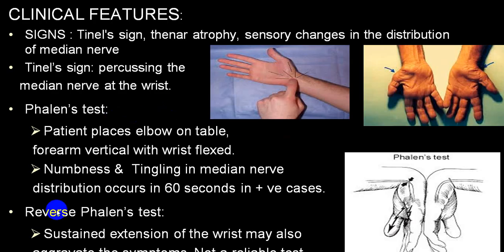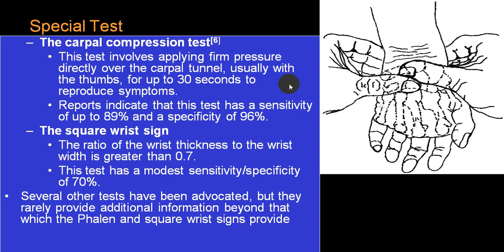Phalen test we have already discussed. There is something called the reverse Phalen test, where you sustain the extension of the wrist, which may also aggravate the symptoms. It is ideally not a reliable test, and not commonly done. The most common are Tinel and Phalen tests. There is the carpal compression test, where you compress the carpal tunnel with the two thumbs and maintain it for 30 seconds. There is a second name for this, Durkan's test.